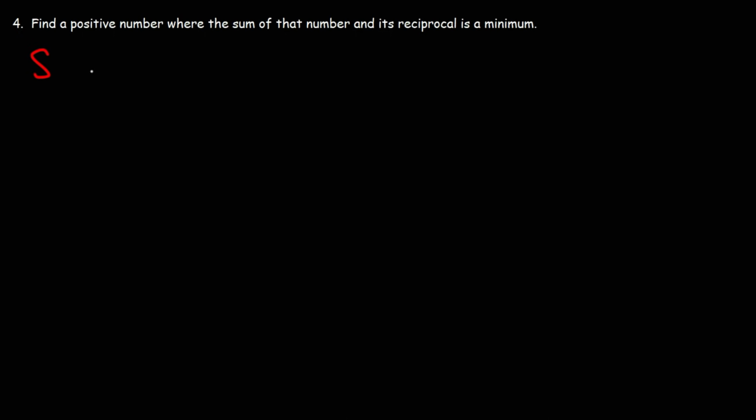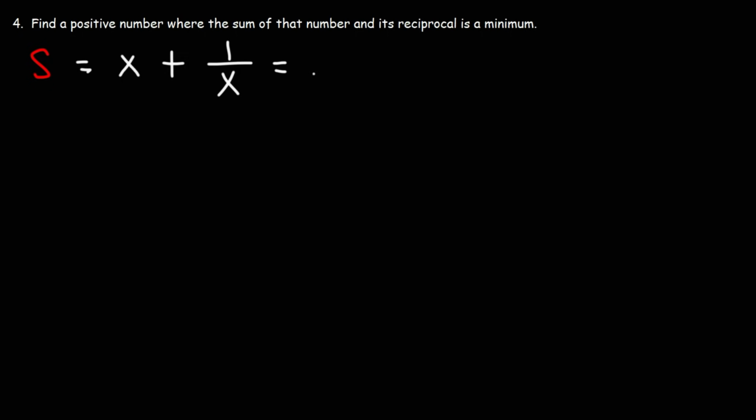So let's use S for sum. Let's say the positive number is x. The reciprocal is 1 over x. Now this problem is a little bit different than the other problems we've considered so far because we don't have a constraint equation. All we have is the objective function. And that's okay because the objective function is not in terms of two variables. It's only in terms of one variable. So we can go ahead and find the first derivative.